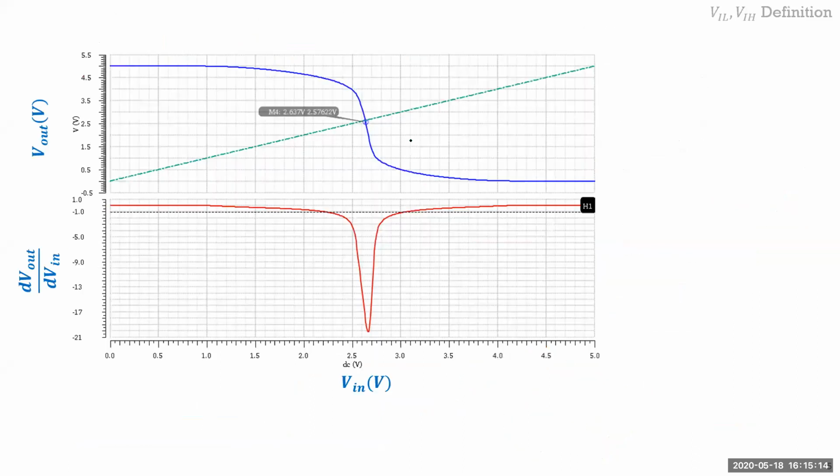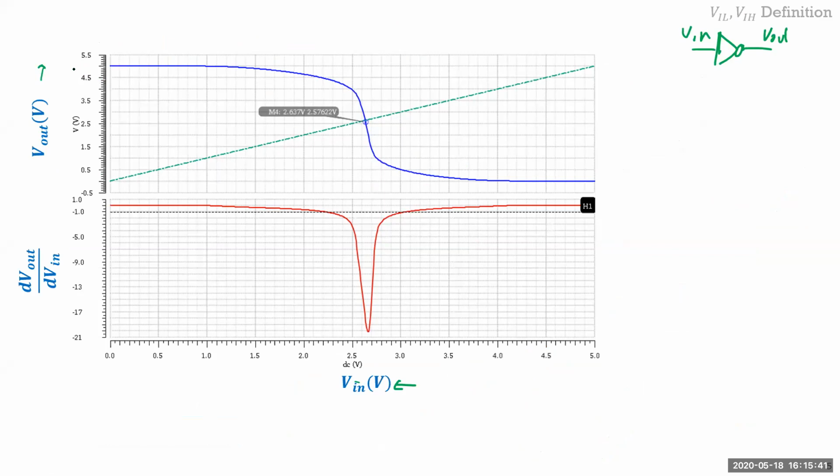Okay, so now I'm going to give you the reasoning behind why it is considered as the dV out over dV in. So this is the static inverter characteristics, V in, V out, for some inverter. This is V in, and this is your V out.